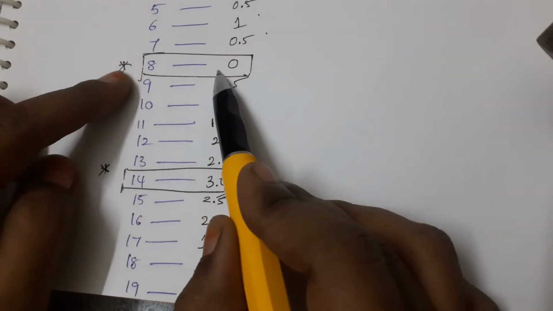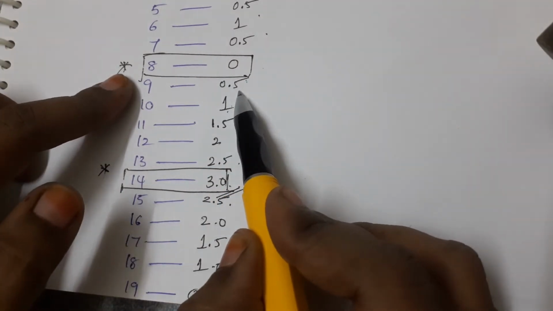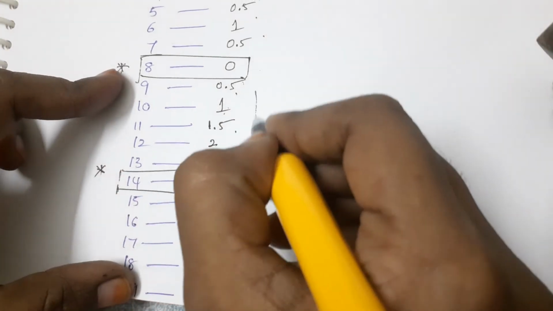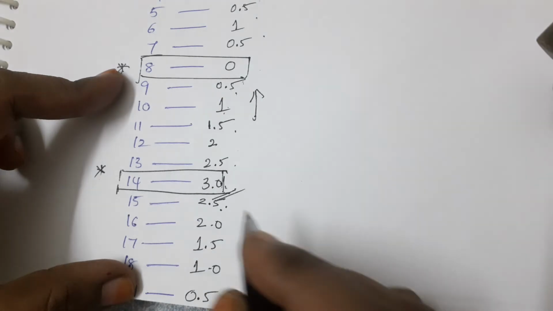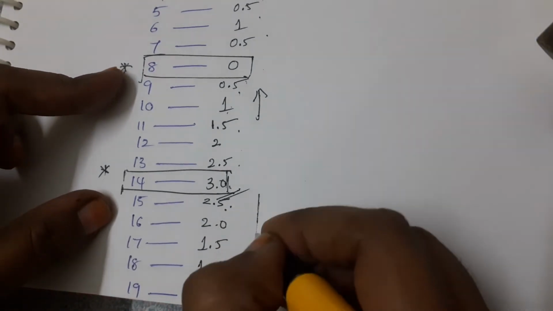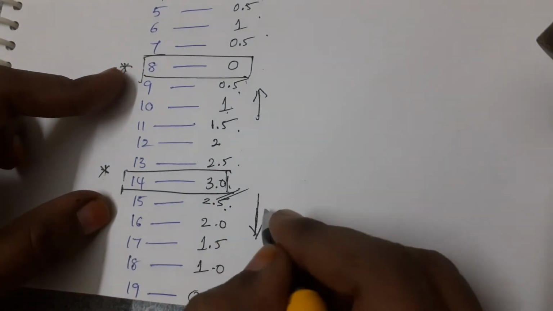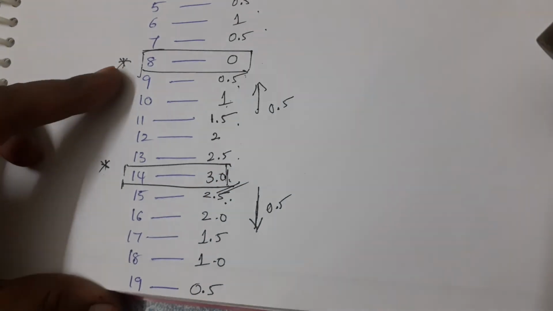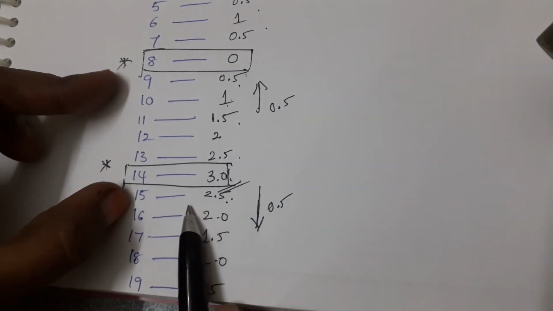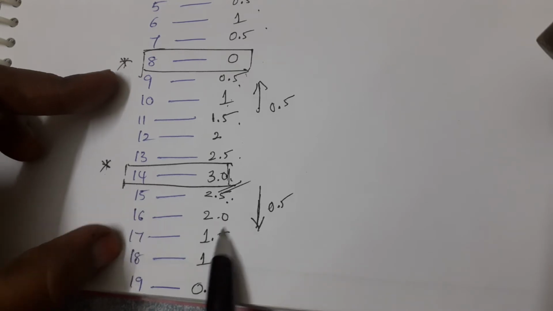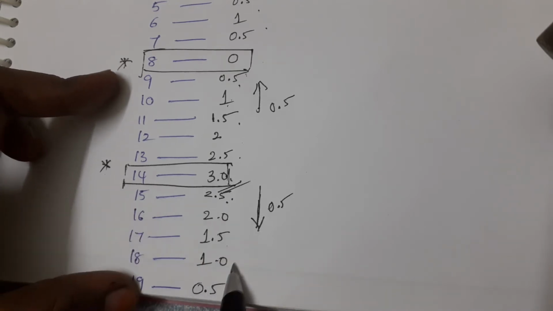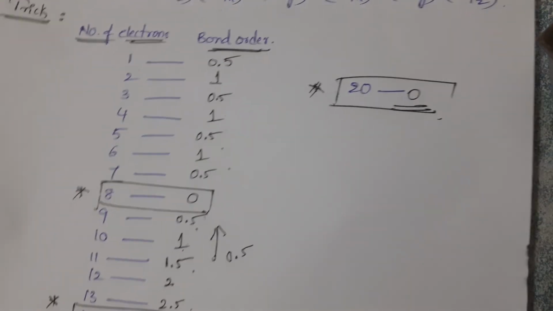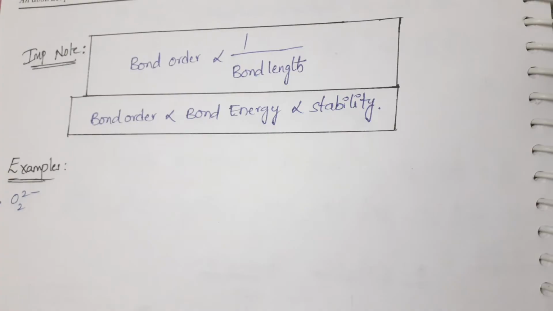After 8, increase the bond order by 0.5. After 14, decrease the bond order by 0.5. Here we should increase after 8, and after 14, we should decrease the bond order by 0.5. See, after 14: 15, 2.5, 16, 2, 17, 1.5, 18, 1, 19, 0.5, and finally 20, 0. So this is a very simple and easy trick.